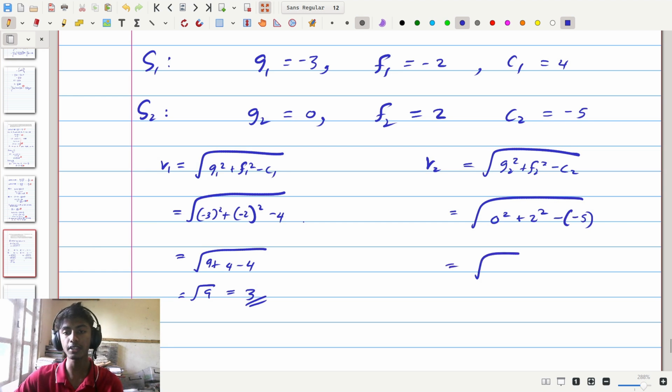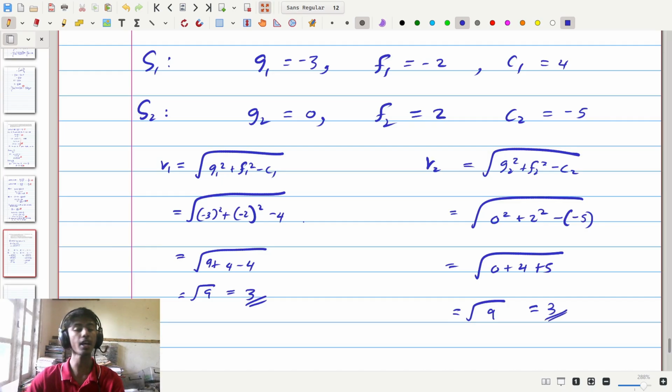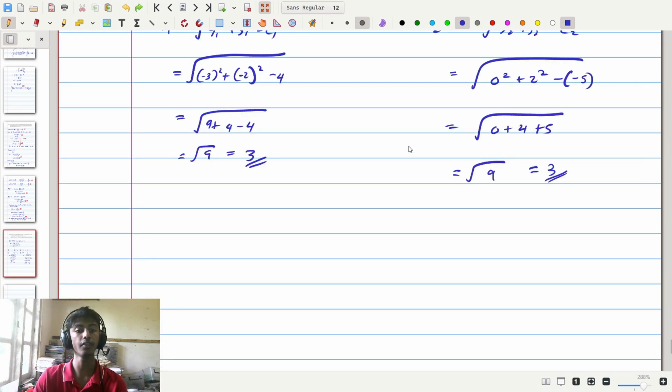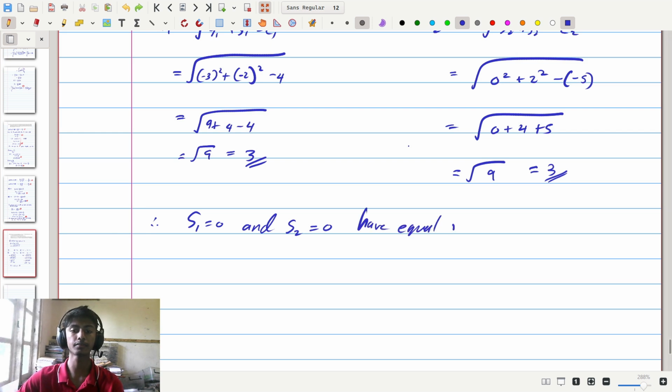Now simplifying down, we get 0 plus 4, and then a minus 5 turns into plus 5, which is equal to the square root of 0 plus 4 plus 5, or 9. So it's also equal to the square root of 9, which is equal to 3. So therefore r1 and r2 are both equal to the same value, and therefore the radii of the two circles are equal. So we can say S1 equals 0 and S2 equals 0 have equal radii of r1 equals r2 equals 3.